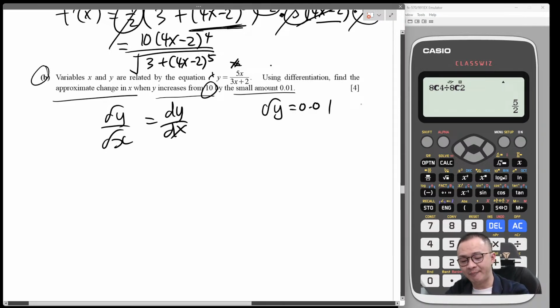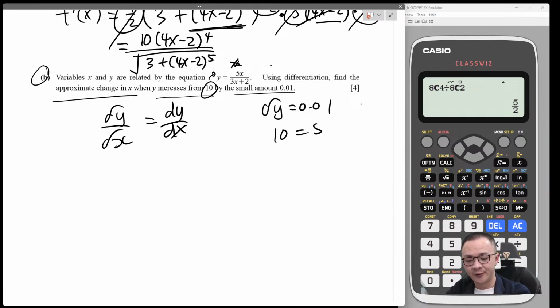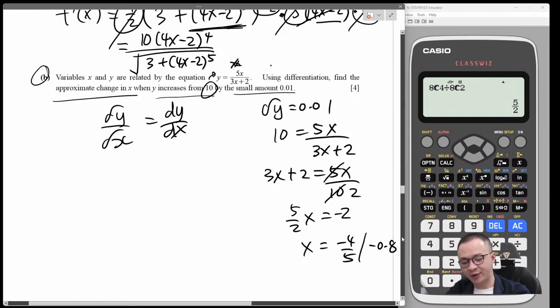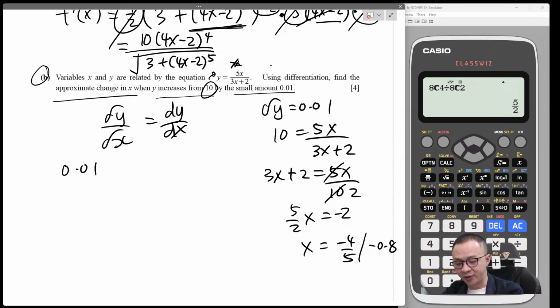When y equals to 10, I want to know what is the x value. So I will sub 10 back into the original equation, 5x over 3x plus 2. So 3x plus 2 equals to 5x over 10. Cut is 2. So half x, this one will give you 5 over 2x equals to negative 2, sorry. Then x equals to negative 4 over 5. Or you prefer negative 0.8, you can go ahead to do that. Okay, so change of y, I know already is 0.01.